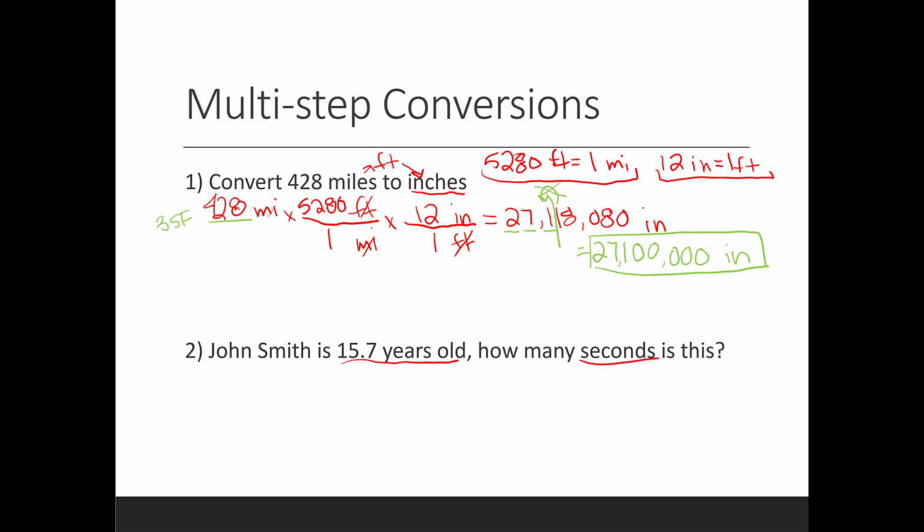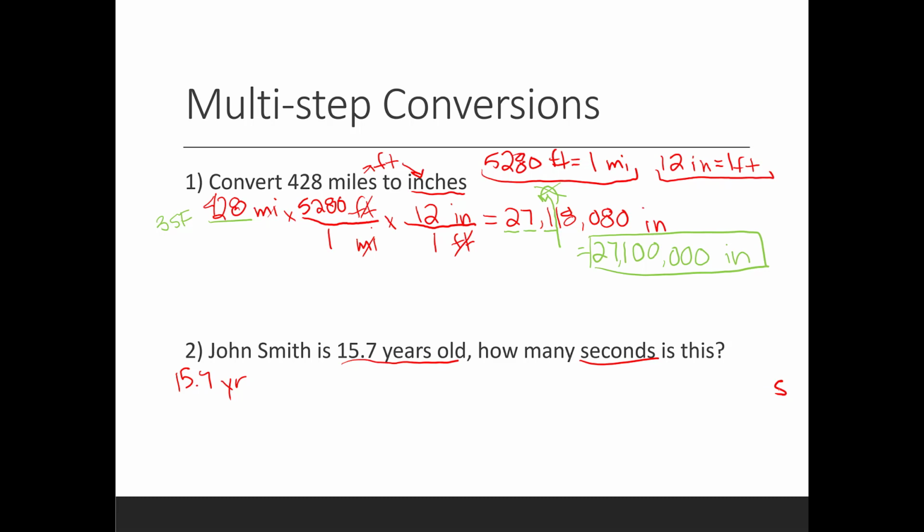Well, we have to think, okay, is this going to be a big number or is it going to be a small number? Of course, it's going to be a huge number because there are a lot of seconds in a minute. There's a lot of minutes in an hour. There's a lot of hours in a day. There's a lot of days in a year. And we have 15.7 years. So that's our initial value. That's our given in this example, 15.7. And we're going to convert to seconds.